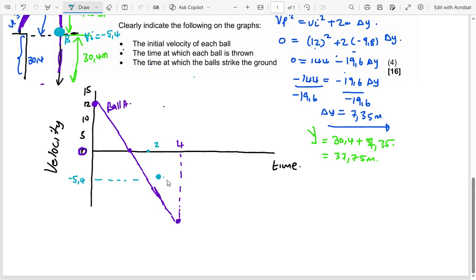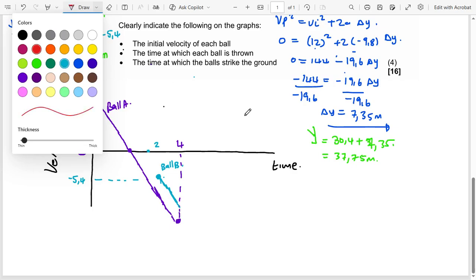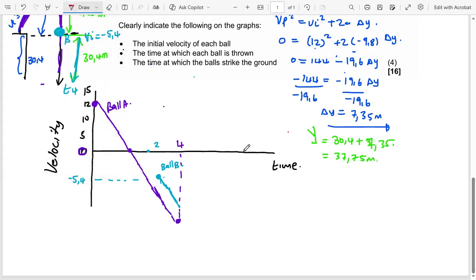Then when it goes, it's moving down. You see, it hits the ground at T4. So it's going to move down and hit the ground at that T4. So this will be my ball B. Simple. Then this is your graph. If you give them this graph, you'll definitely collect all the marks. But let me help you understand what is going on in the graph.